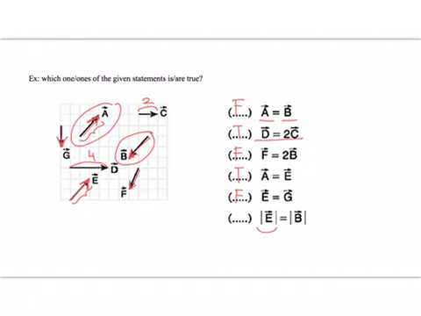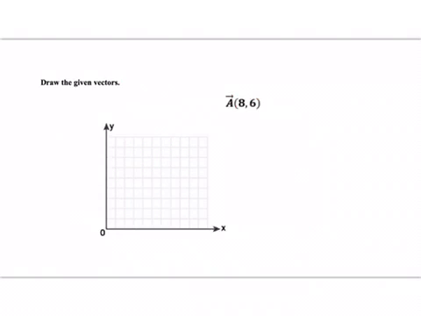The magnitude of E is equal to the magnitude of B. Now let's look here. The magnitude of E and the length of the magnitude of B are equal. They are not equal vectors, but their magnitudes are equal, so it's true.